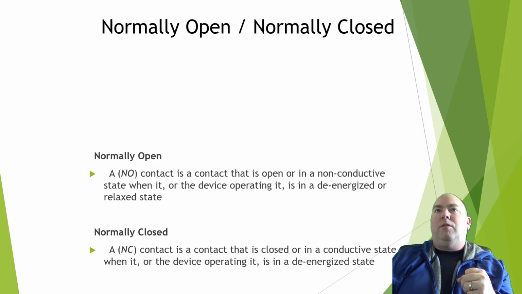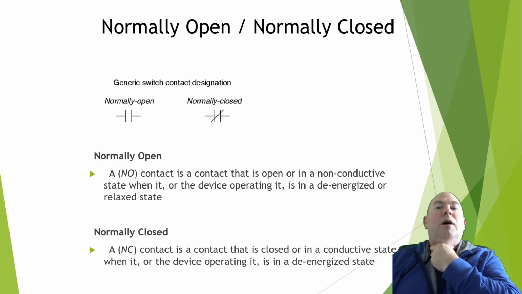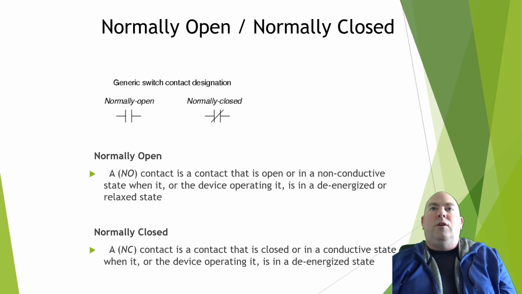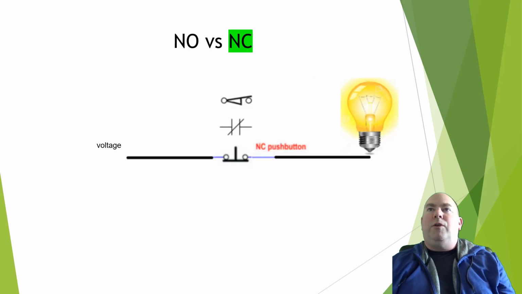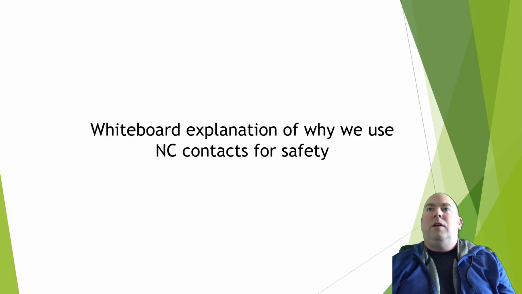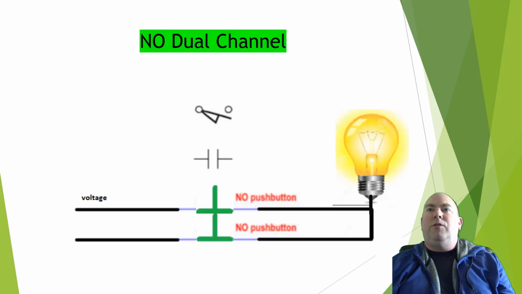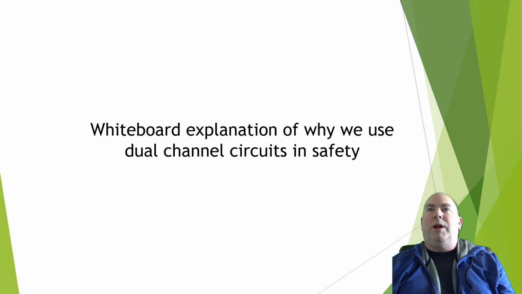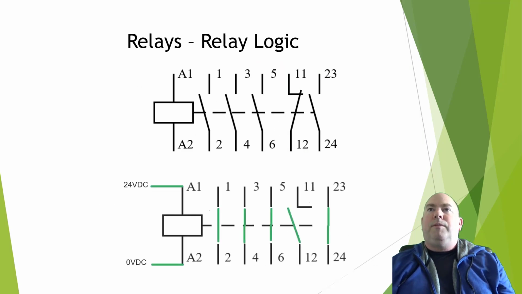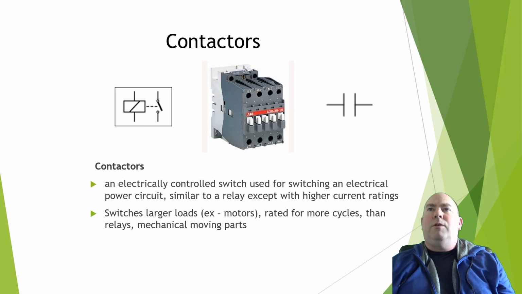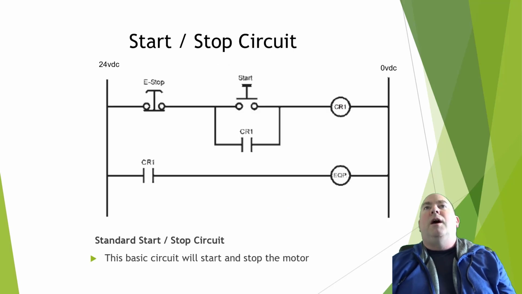And then we got into the actual electrical things. So normally open versus normally closed, and examples of those. We talked about dual channel versus single channel, and why we like dual channel better. We talked about relays, what they are and how they work. What a contactor is, and how that's different from a relay.